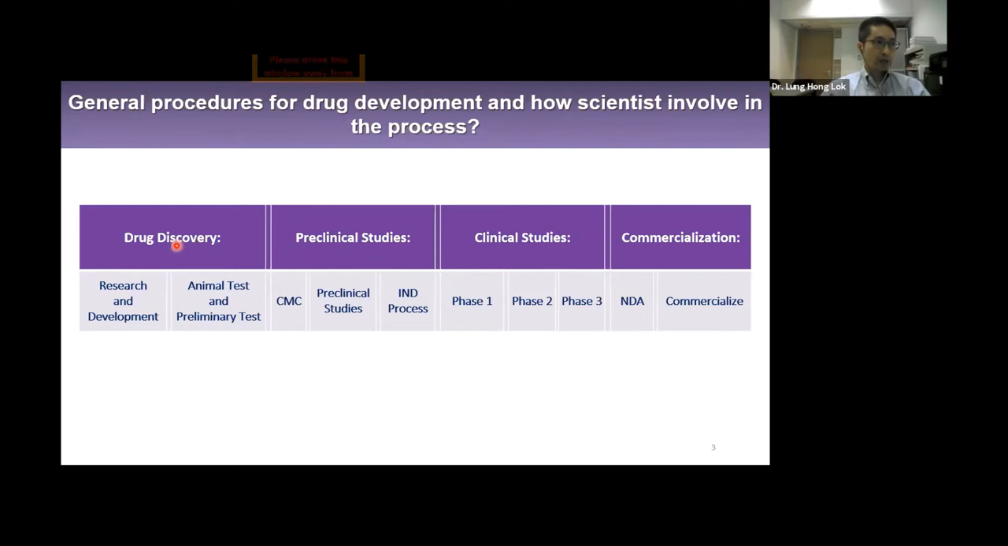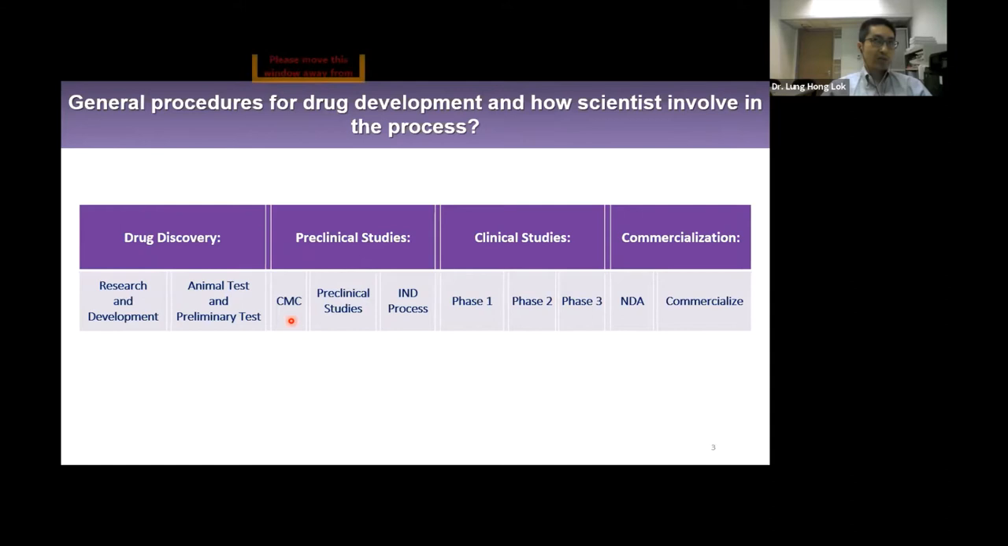And after the drug target is identified, we go to the second stage, which is the preclinical studies. And that will involve two steps. Okay, the first step is the quality check of the new candidate compound, right? The QC check. But in drug development, the QC check is not called QC, it's called CMC. Okay. CMC represents chemical manufacturing and control.